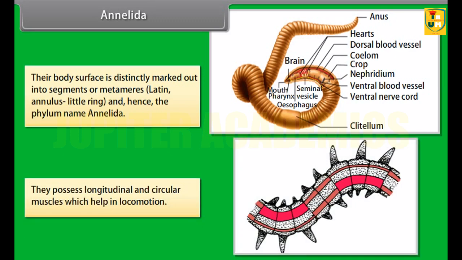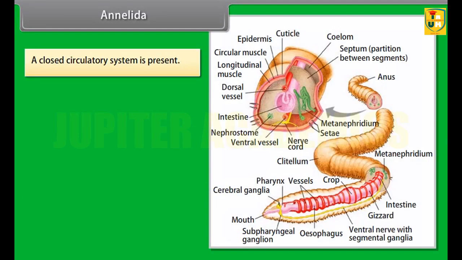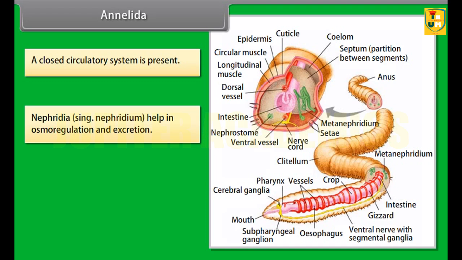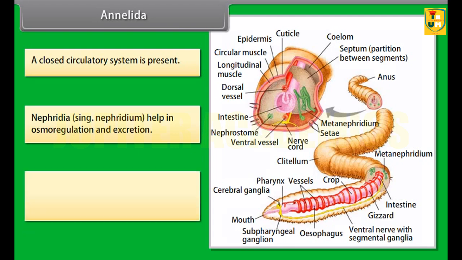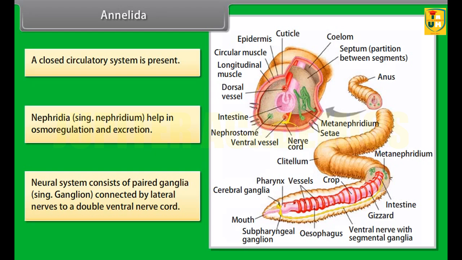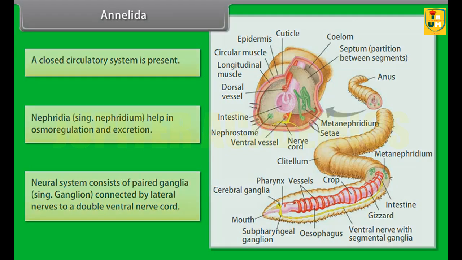They possess longitudinal and circular muscles which help in locomotion. A closed circulatory system is present. Nephridia, the singular of which is nephridium, help in osmoregulation and excretion. The neural system consists of paired ganglia, the singular of which is ganglion, connected by lateral nerves to a double ventral nerve cord.